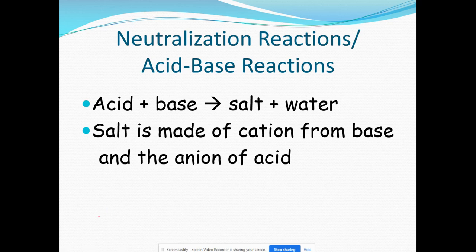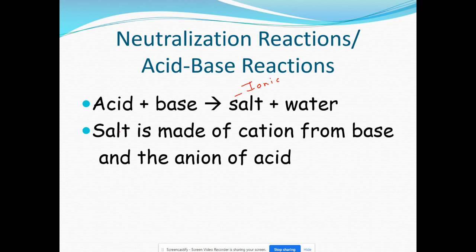If we look at the general format, we see that we have the acid reacting with the base, and that's going to form what we call a salt. A salt is just a generic word that we use for an ionic compound. The other product is always going to be water.